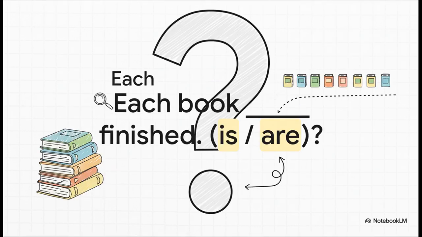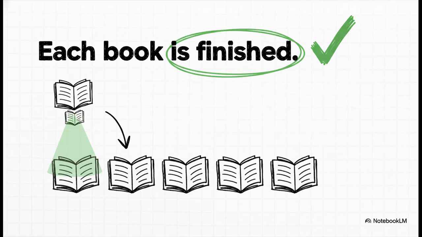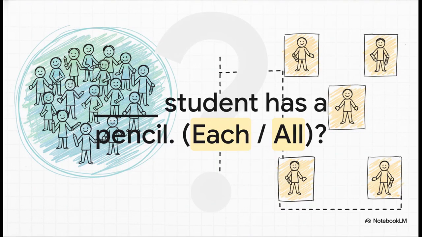Each book, is it is or are, finished? Now we're using each. What was that rule again? The answer has to be is, exactly. Remember, each needs a singular noun, book, and a singular verb, is. We're thinking about them one by one. Each book is finished.